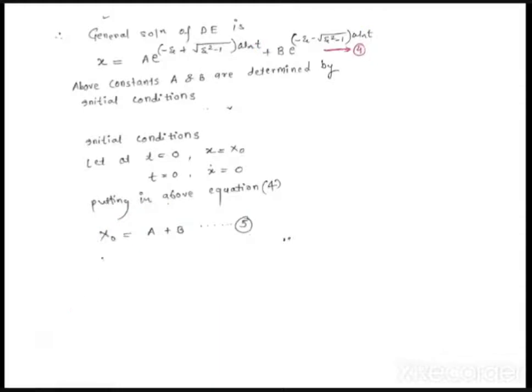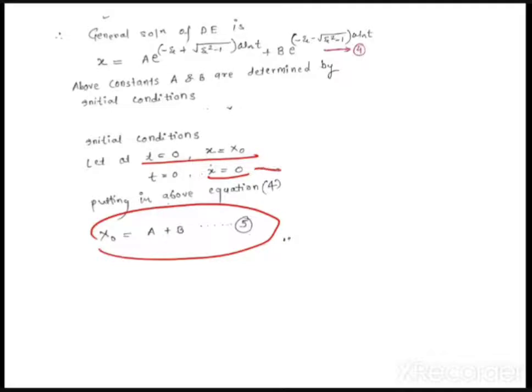Is it clear? This is a completely mathematical approach that I am using. So x0 is equal to a plus b, I am getting. Fine. Now next step, I want x dot. Putting in the above condition, this equation number 5, I have got the initial condition: t is equal to 0, x is equal to x0.